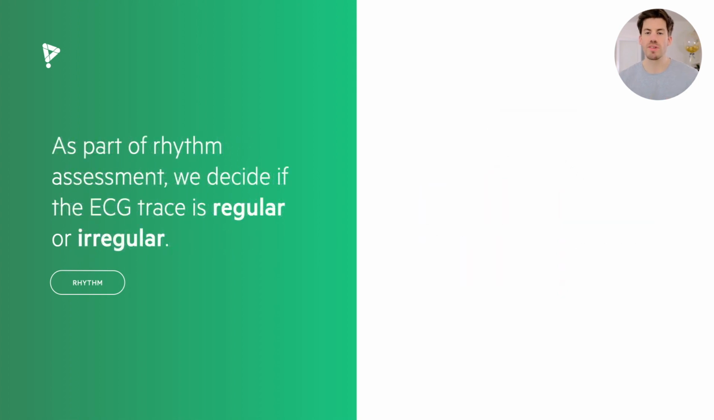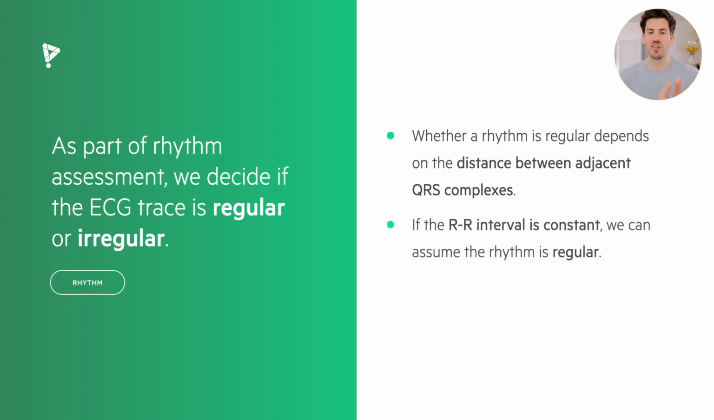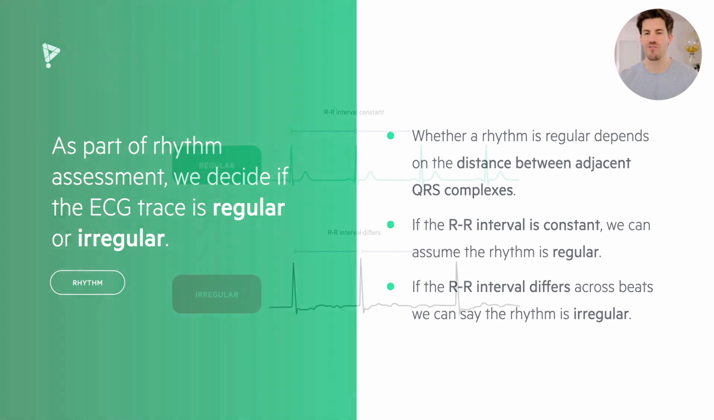So as part of our rhythm assessment, we said, is there evidence of sinus rhythm? Is it fast? Is it slow? We then need to decide, is it regular or irregular? Whether a rhythm is regular depends on the distance between adjacent QRS complexes, particularly adjacent R waves of those QRS complexes. If the RR interval is constant, we can assume the rhythm is regular. If the RR interval differs across beats, we can say the rhythm is irregular.